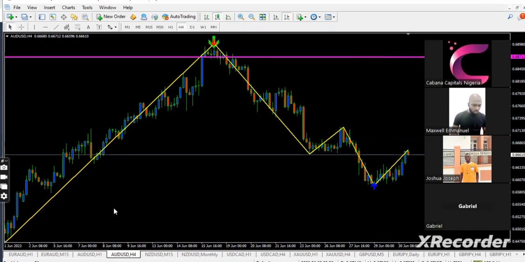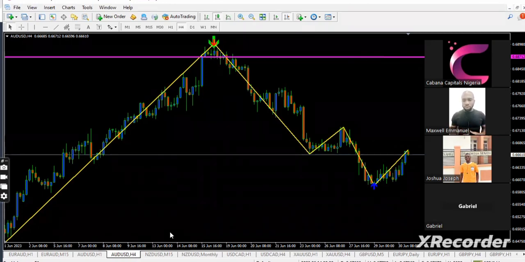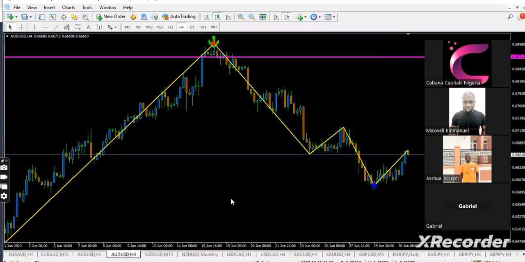Okay, so the first pair we'll be starting with is Australian dollar USD. You know the 7 major currency pairs: Australian dollar USD, GBP USD, Euro USD, New Zealand USD, USD JPY, USD CAD, and USD CHF. So starting with Australian dollar USD, first thing is to look at the weekly time frame.